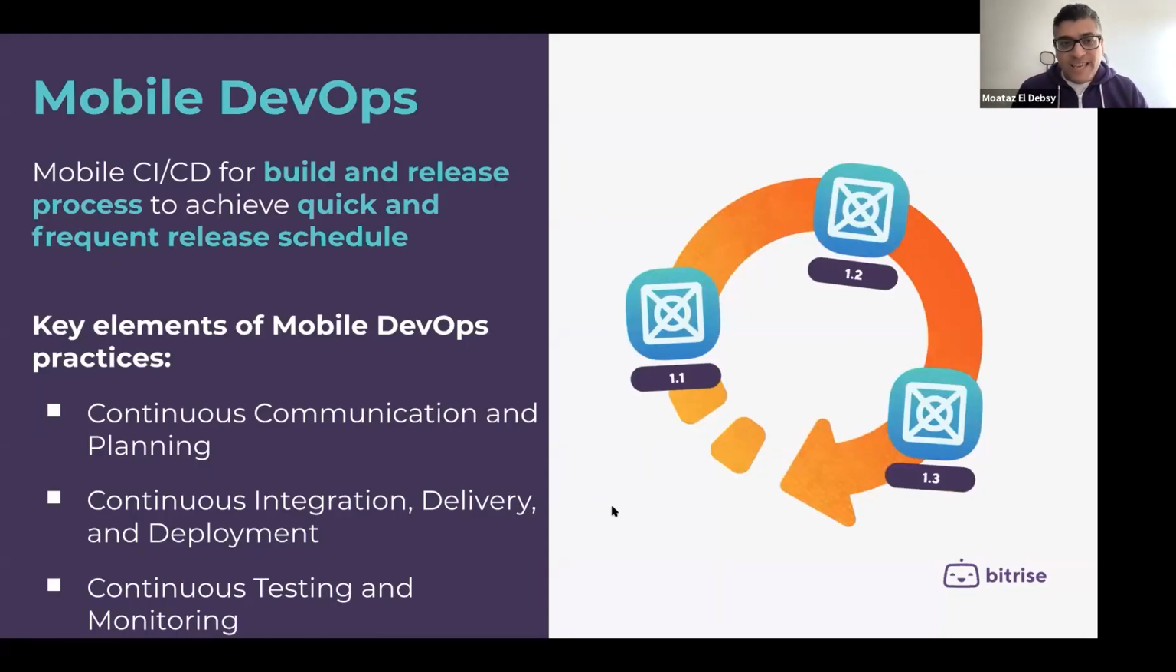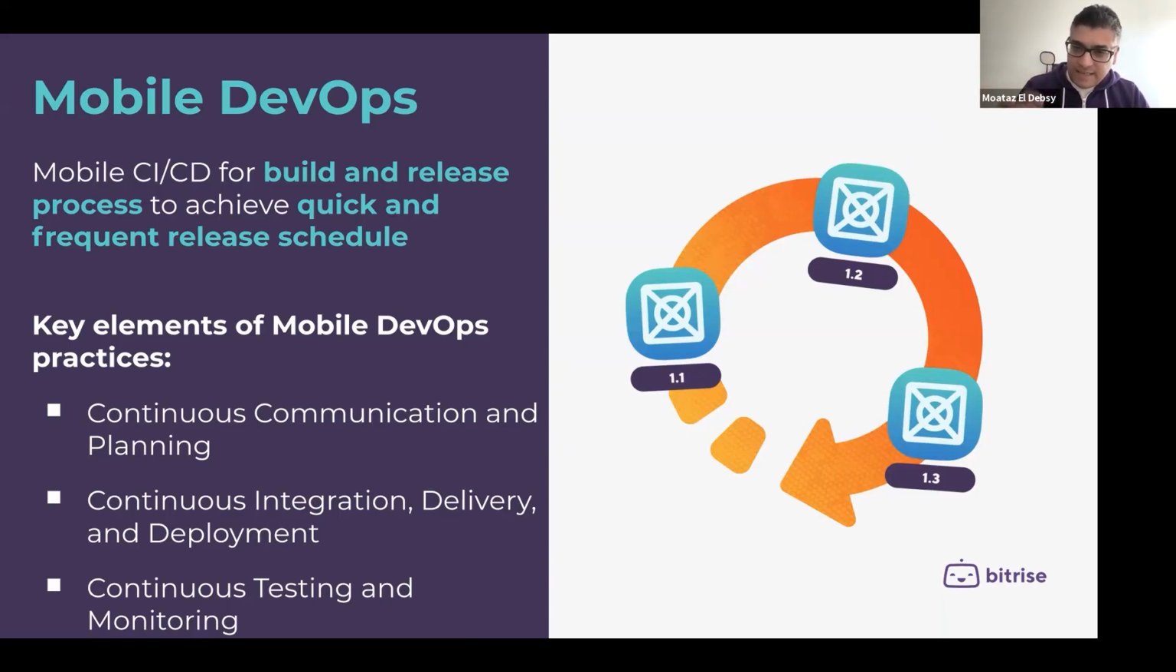So mobile DevOps is a mobile CI/CD, or continuous integration and continuous delivery, build and release process to achieve a quick, frequent release schedule. This is the main target, and also one of our challenges in the previous slide. We need to build and release quickly and frequently. So it should be quick, not every 2 months, but also frequent, on a schedule at a specific date or time.